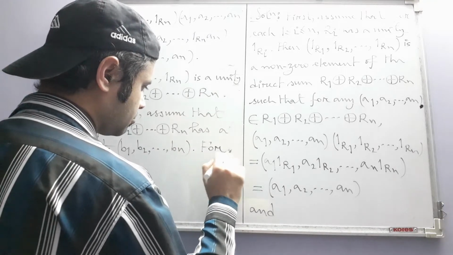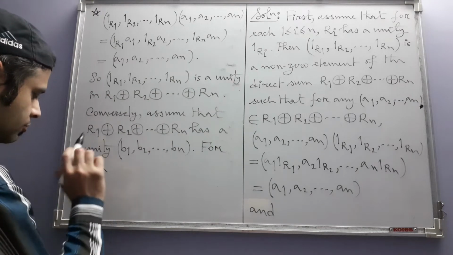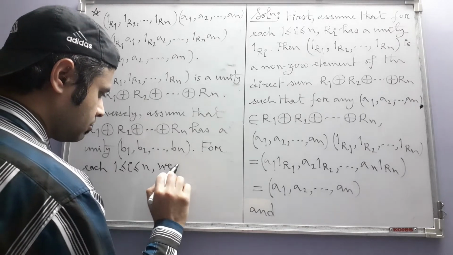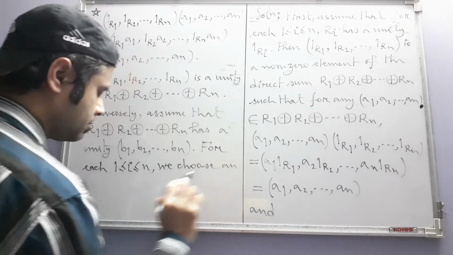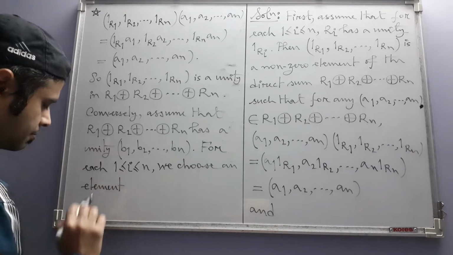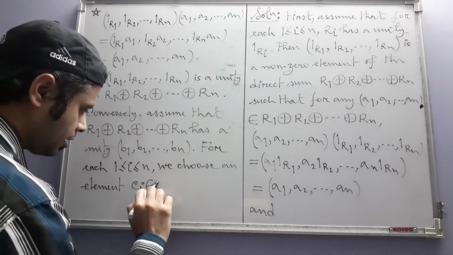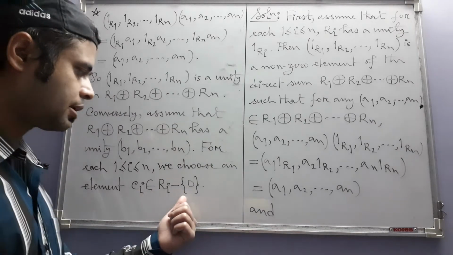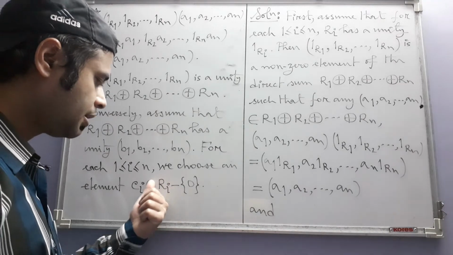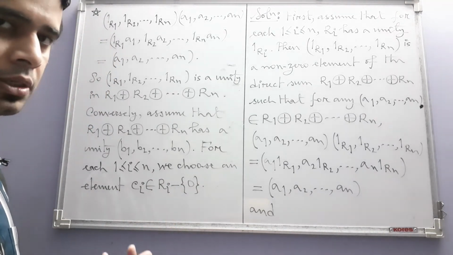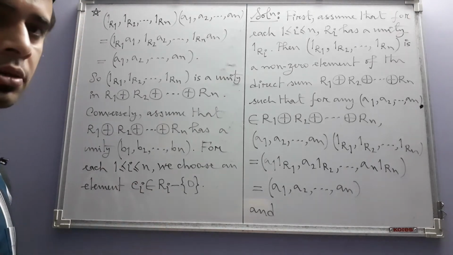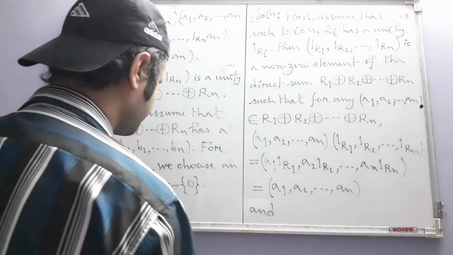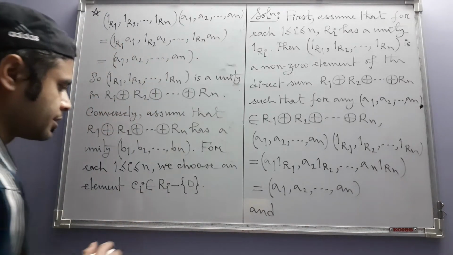For each i lying between 1 and n, we choose an element Ci belonging to Ri minus 0. These choices can be made because it is given that each Ri is a ring which has at least one non-zero element. That means no Ri is the zero ring. There is something else besides zero in every Ri. So we can make such a choice. And there are finitely many Ri's, so such a choice can be made.